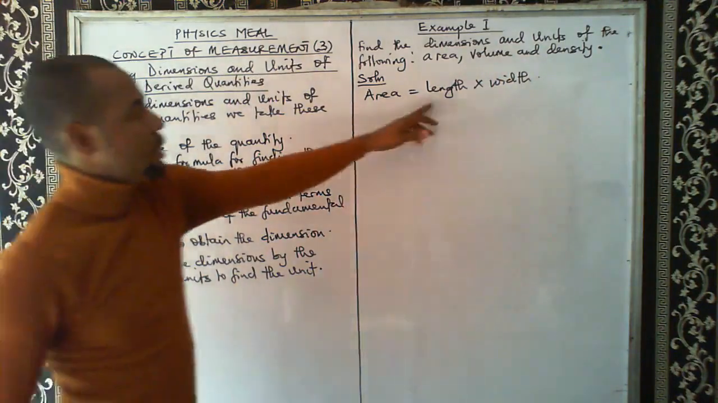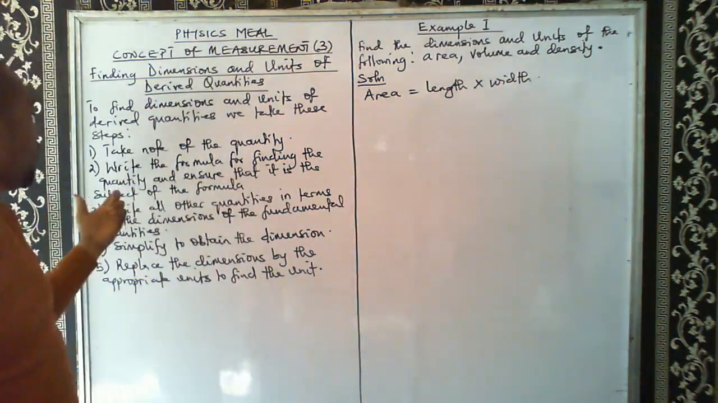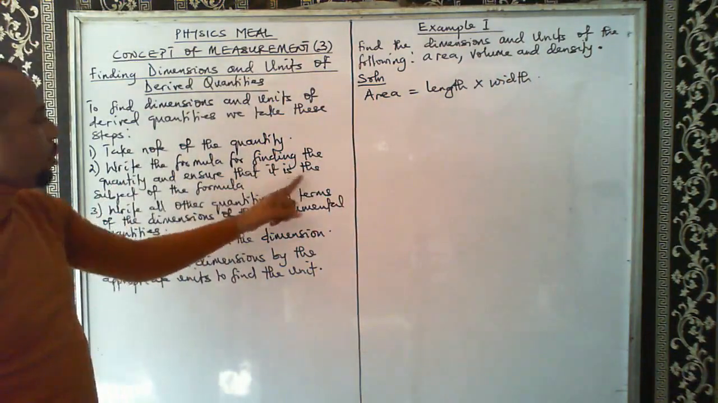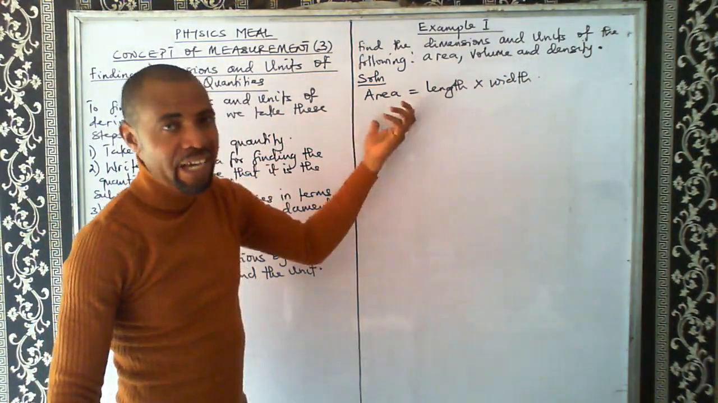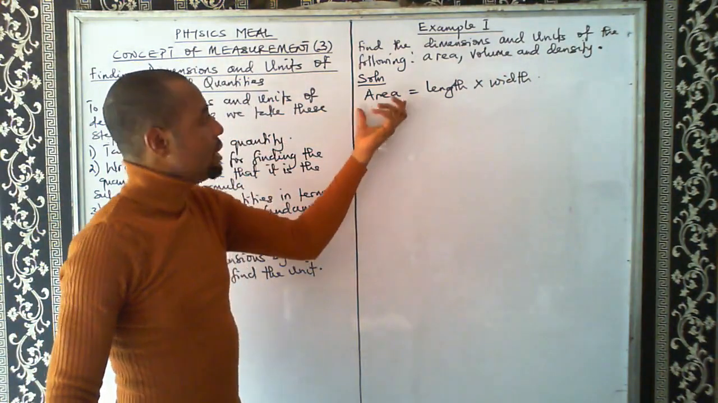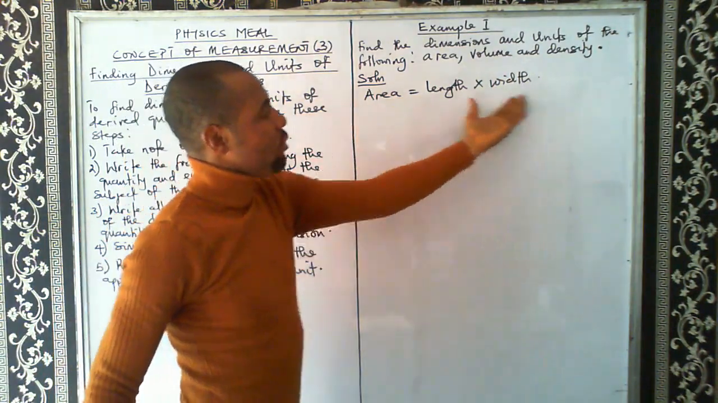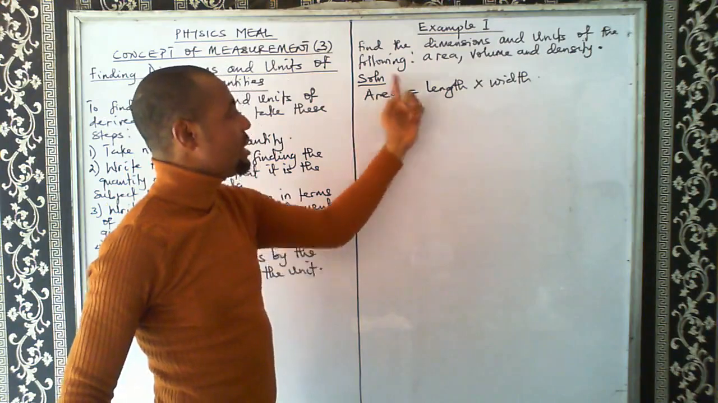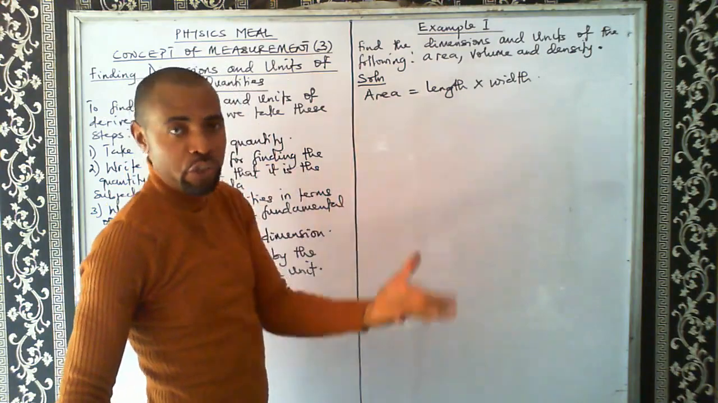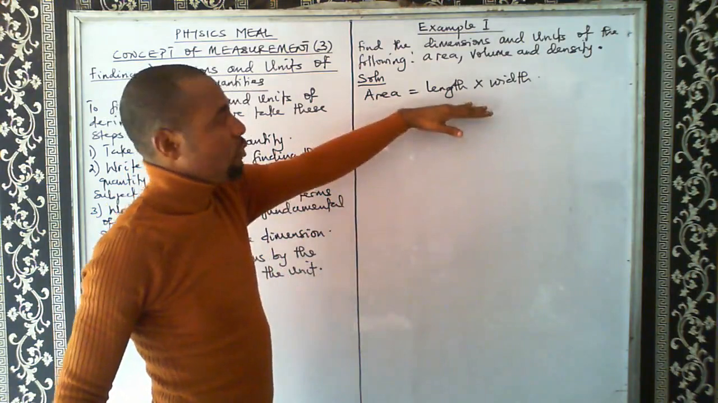So length times width. They say write the formula for finding the quantity and ensure that it is the subject of the formula. In this formula, area is the subject because it's standing alone while the rest of the quantities are on the other side. No quantity is standing with area. It's on its own, so it's the subject of the formula.